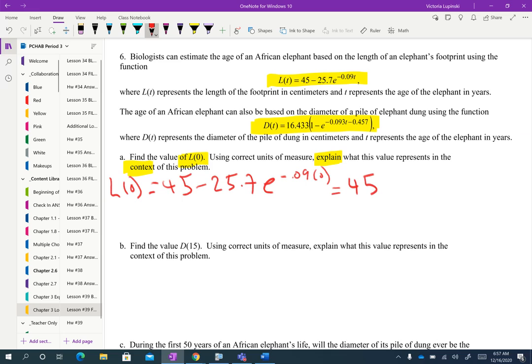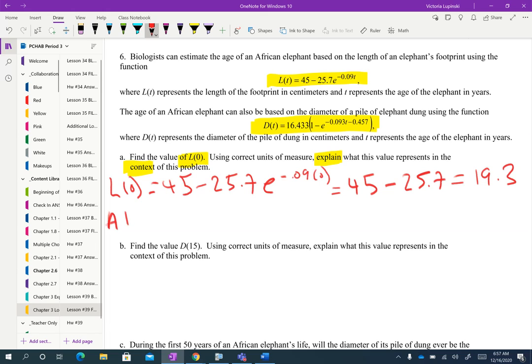I'm just going to show you. So 45 minus, you would get e to the 0, which of course would be 1. So 45 minus 25.7 would equal 19.3. And again, that would be worth 1 point, showing them that you know to plug in 0 to the L function and then correctly calculating it to be 19.3. And then a second point would be available if you actually explained it correctly.